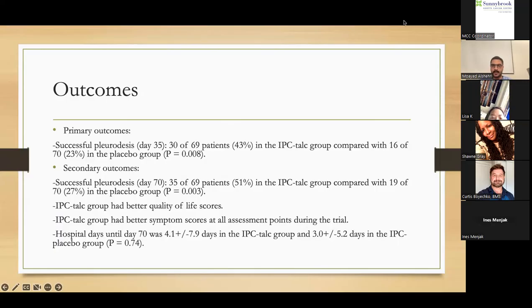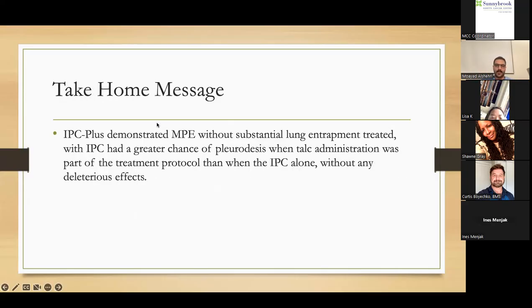And the hospital days until day 70 were also even: 4.1 in the IPC talc group, 3 in the IPC alone group. So it's not that much of a difference. You cannot think of it as meaning more medical contact or hospital stay. So from their end, it's a positive trial.